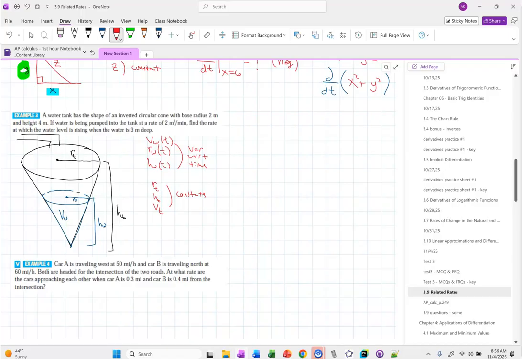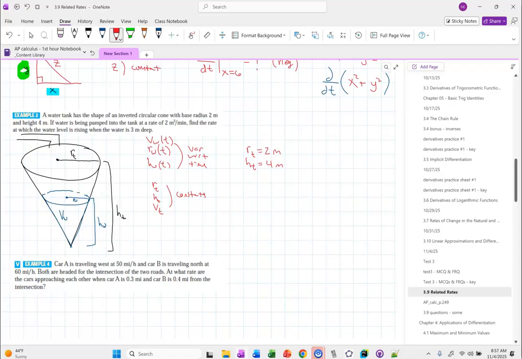So it says a water tank has the shape of an inverted circular cone with a base radius of 2 meters. What is that? The radius for the tank. And height 4 meters, so that'll be the height for the tank. Everybody okay here?